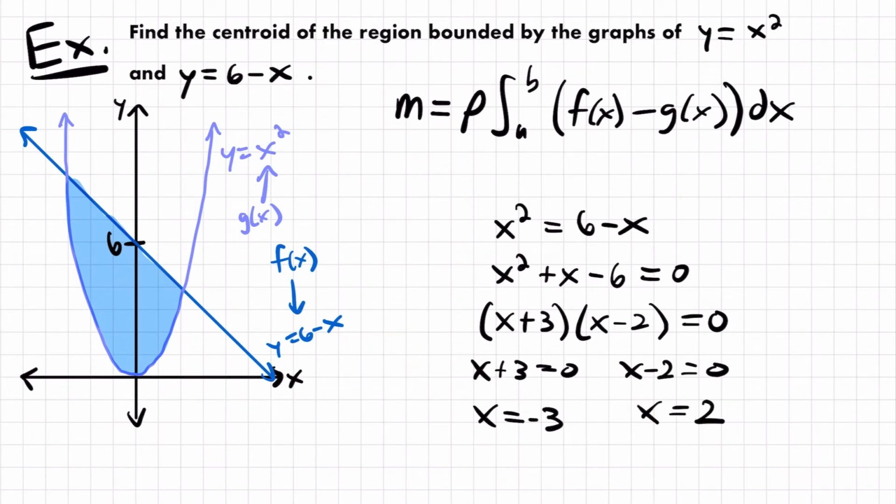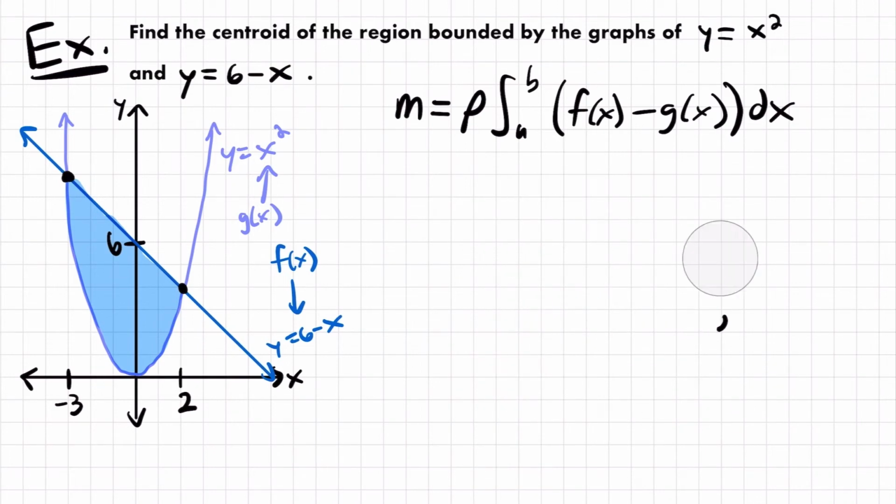Okay, so our two functions are going to intersect at x equals negative 3 and x equals positive 2, which are the two values of x that our region lies between. And so right here is x equals 2, so that's one intersection point, and then right here is x equals negative 3, and that is the location of our second intersection point. All right, and so now we can set up our definite integral.